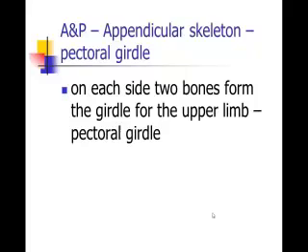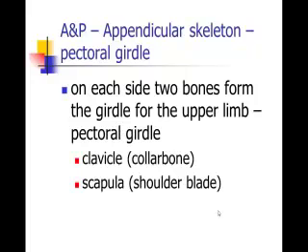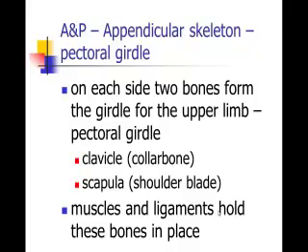So our pectoral girdle is formed by two bones. It is formed by the clavicle and the scapula. You'll recall that the scapula was sort of an unusual looking bone because it was very flat, and we determined that the advantage of that flat shape was, in this case, for muscle attachment. So muscles and ligaments hold these bones in place.